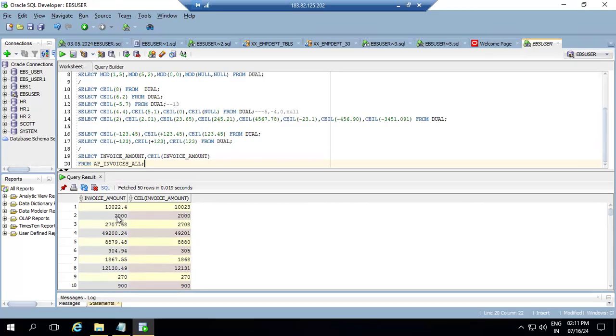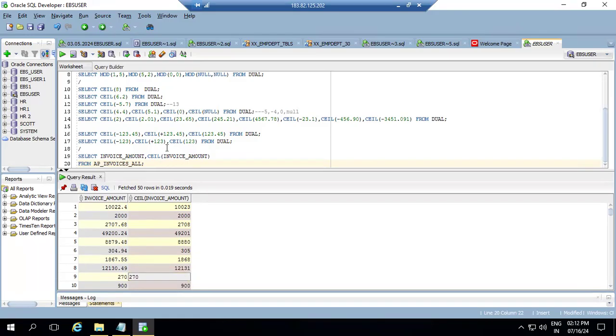It is 10,023 here. So 2,000, it is 2,000 only, right? It is again 2707.68. So how is it considering here? 1 it is adding, so it is 2708 over here. Right? When it has decimal places, you can see here. So when it has decimal places also, it is adding 1 and it's giving you the output here. So whenever you don't have any decimal places over here, it shows the same output here.